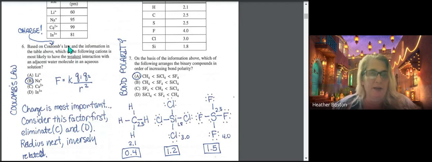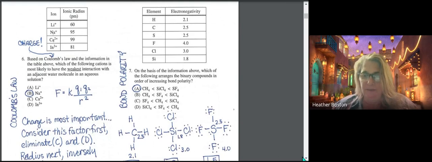So we can automatically cross off calcium and indium because they have those bigger charges. So now we're between lithium and sodium. The correct answer is going to be sodium because sodium is larger.